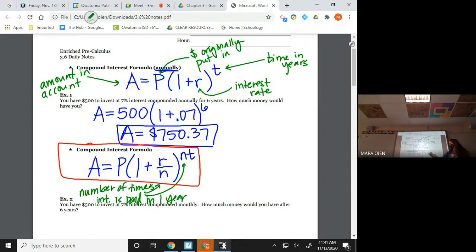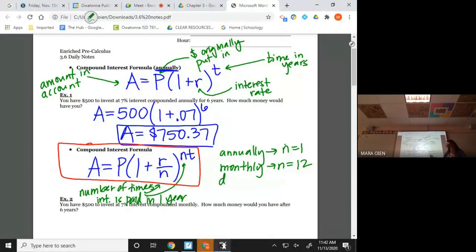If they say compounded annually, which is what that last one just said, that just means they're paying you interest one time, so n would equal 1. And if I take r divided by 1, that would just be r. And 1 times t, that would just be t, so it would give me that other formula. If they said monthly, how many months are in a year? 12. So we'd have to put 12 in for n.